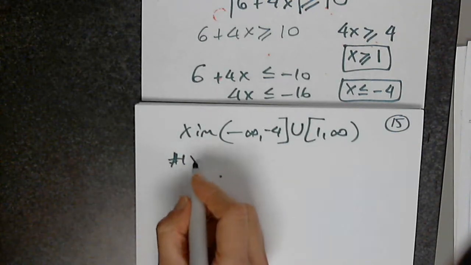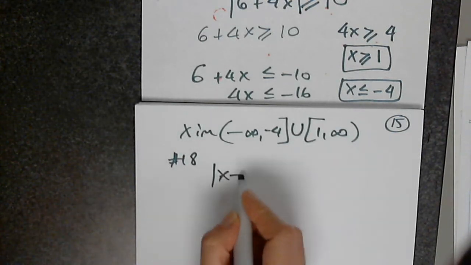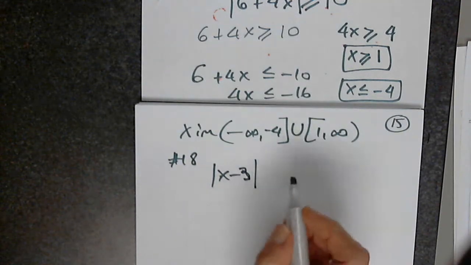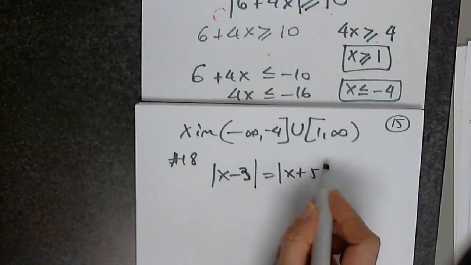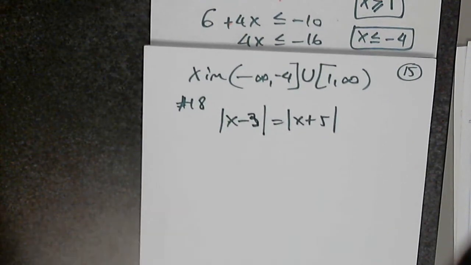Let's go back to equations with two absolute values. Let's say 18. X minus 3 in absolute value equals x plus 5 in absolute value. Let's think about this for a second.